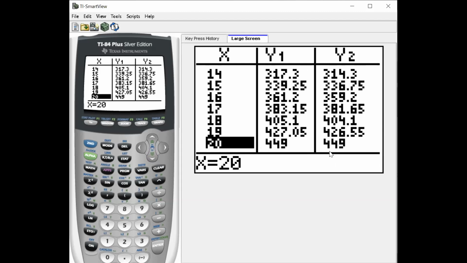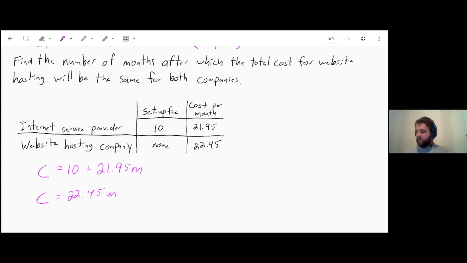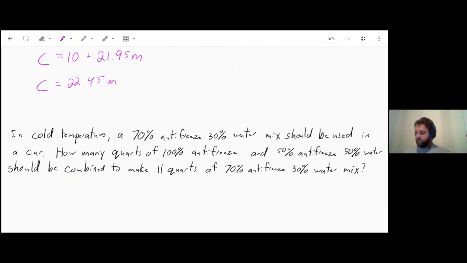It was a little bit of a guess and check sort of method, but it worked. We were able to see that at 20 months, they cost the same, which is exactly what we were trying to solve, because it asked, find the number of months after which the total cost will be the same. And our answer was 20 months. So that's another way that you can use your graphing calculator to actually help you solve this.